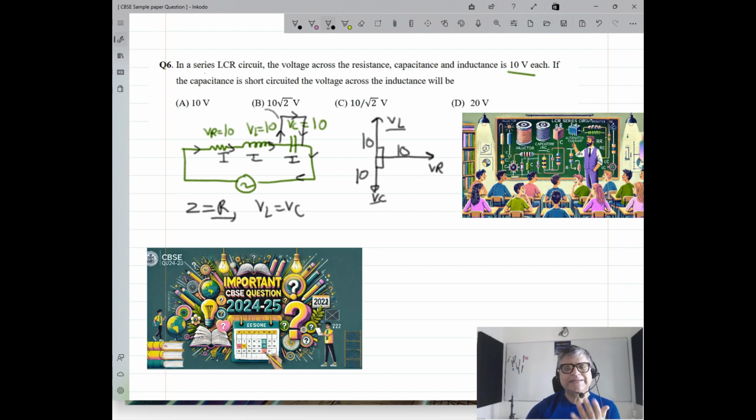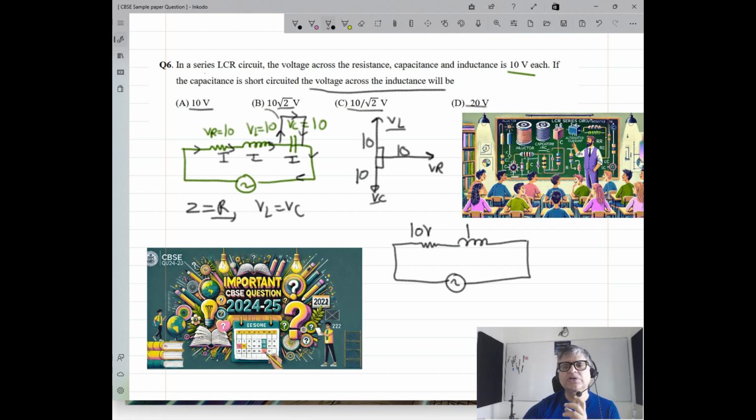Now the circuit behaves in a manner that there is absolutely no capacitor in the circuit. So the capacitor has been taken off and now the circuit looks like this. The circuit now has been reduced to this. This is 10 volts. There is no capacitor available to you now at all, right? Now the question is, what is the voltage across the inductor? Is it 10 by root 2, 10 root 2, 10 volt or 20?